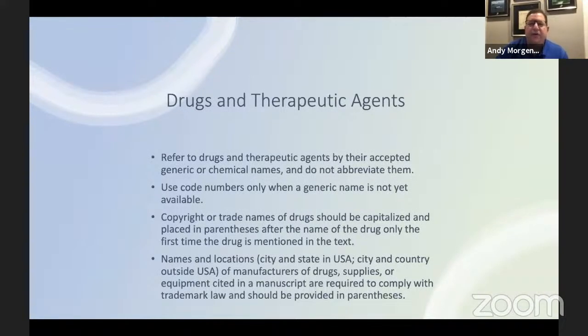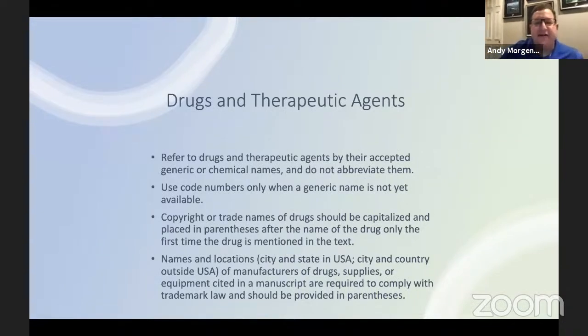And so, how does this relate? We talked about those types of papers, but they also speak to case reports and presentations and disease states. But what about drugs and therapeutic agents when you're writing these peer-reviewed articles as it relates to optometry and vision science? This is how specific they want to get.